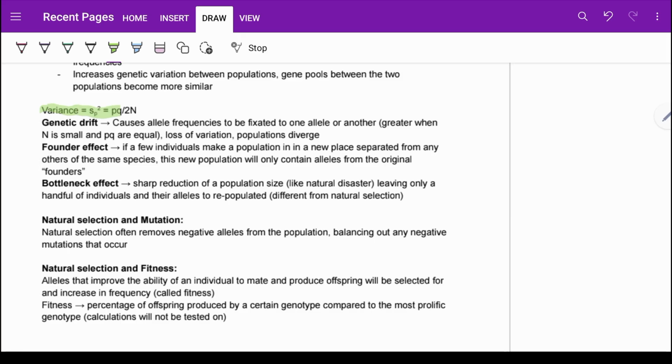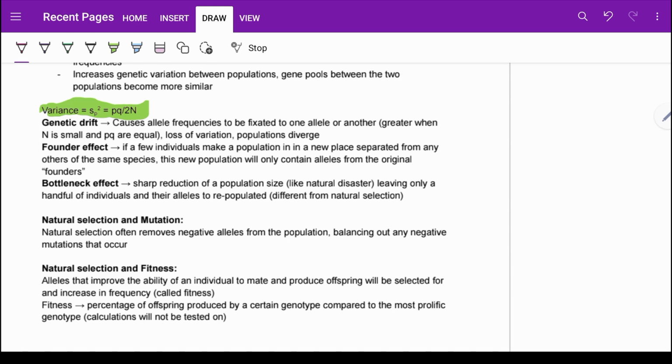We have the calculation for variance that uses our Hardy-Weinberg. N equals the number of people in that population. We also have genetic drift, which causes allele frequencies to be fixated to one allele or the other. It could be fixated to the dominant allele, or to the recessive allele. And this leads to a loss of variation.